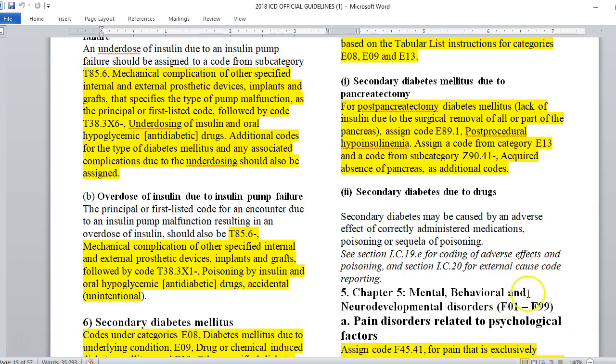Now again, it goes on to let us know, secondary diabetes may be caused by an adverse effect of correctly administered medications, poisonings, or sequelae of poisoning. So again, they're just giving us some more information about that E13 category.